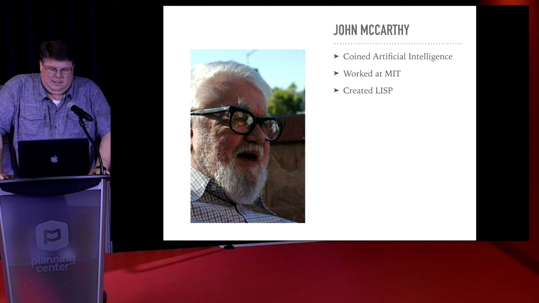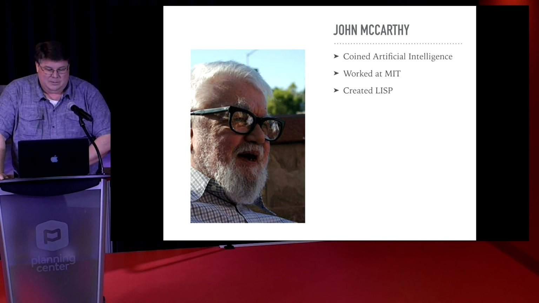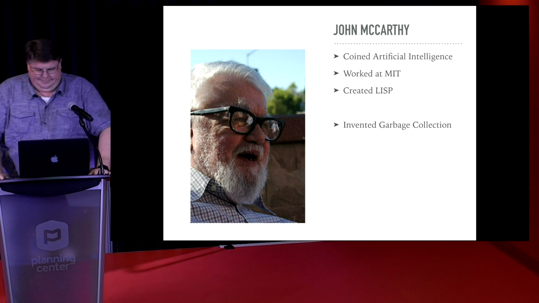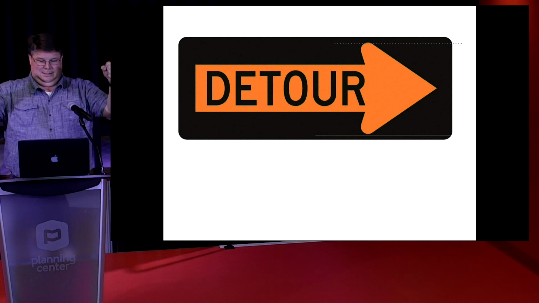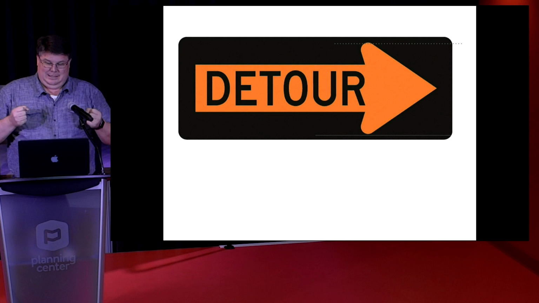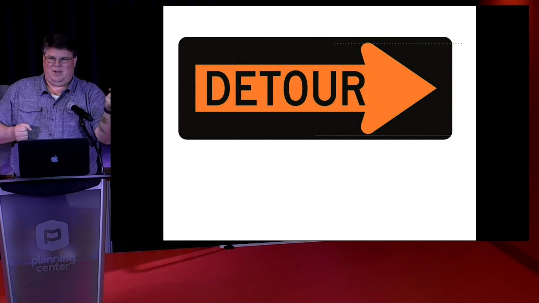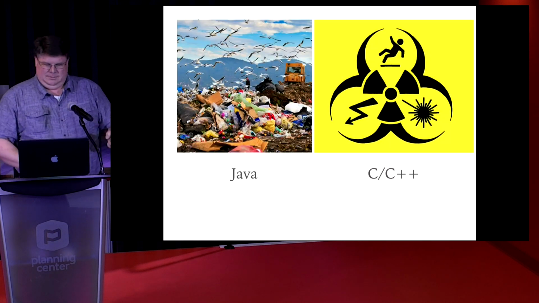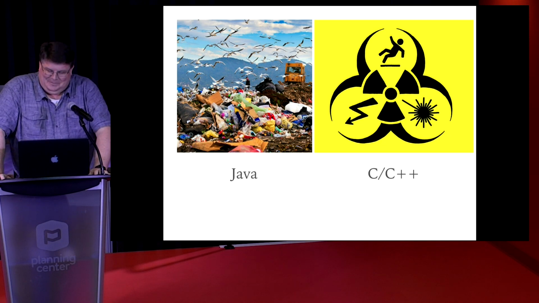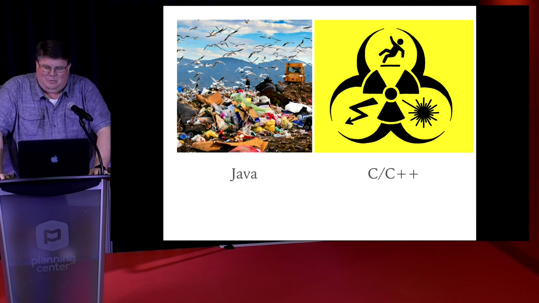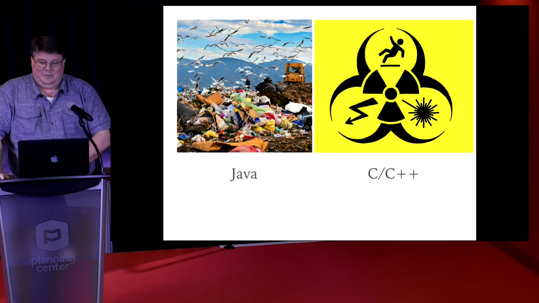Here's John. John coined the phrase artificial intelligence. He worked at MIT. He created the programming language Lisp. He also invented garbage collectors. And nothing against John, but with the clarity of 2020 hindsight, he really took us on a detour and put us into a place where we felt like there were only two options: completely automatic memory management with garbage collectors and GC pauses and all that fun stuff, or nothing. All right. And this is why I think Rust is great, because it's something new. We've been stuck with these two choices for a long time, and it would be really nice to have a third choice.